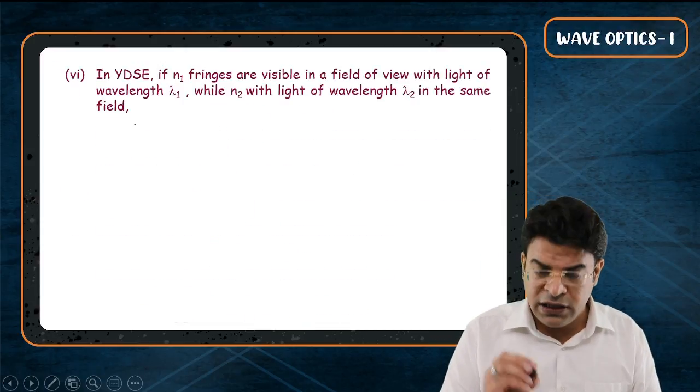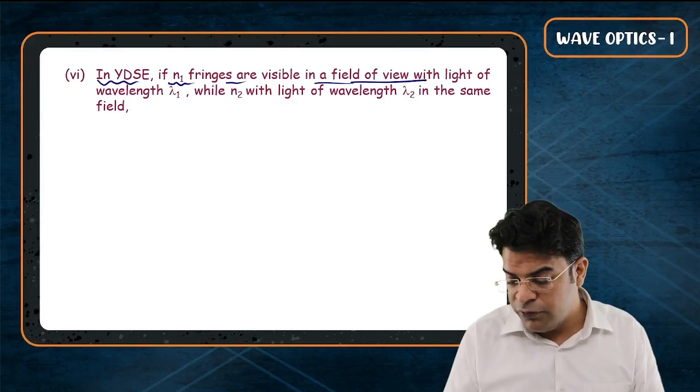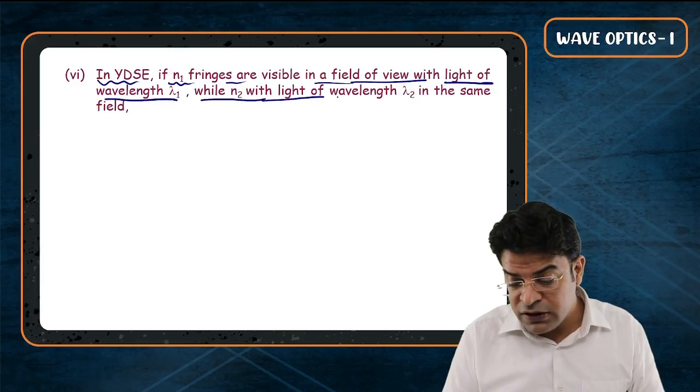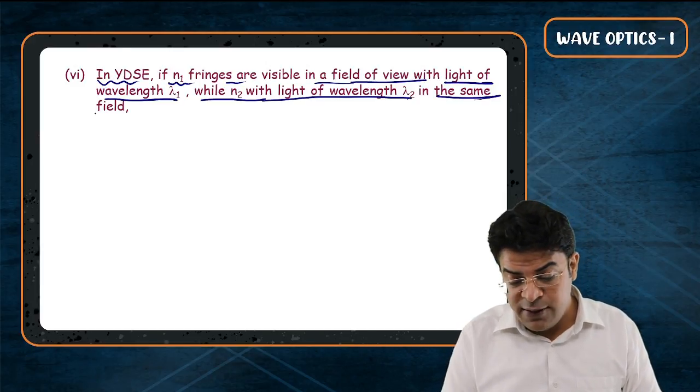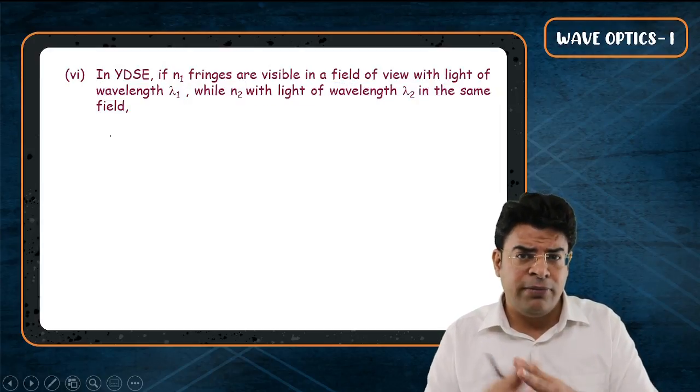Now doing the last point. In YDSE, if n1 fringes are visible in a field of view with light of wavelength lambda 1, while n2 fringes with light of wavelength lambda 2 in the same field of view, then what is the correlation between n1, lambda 1 and n2, lambda 2?